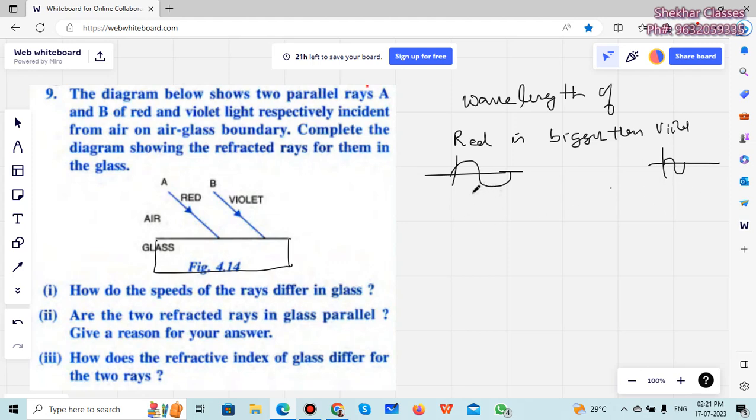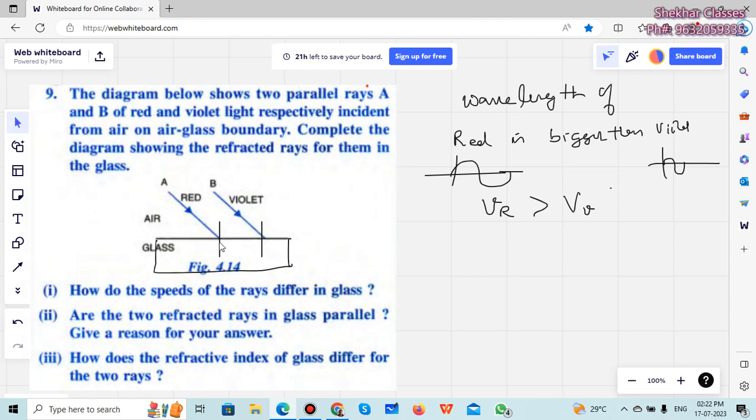Now, if the wavelength is more, then it will have more velocity. The velocity of red will be more than the velocity of the violet here. The one which has more velocity will bend less. So red will deviate, or in fact bend less, as compared to the other one.